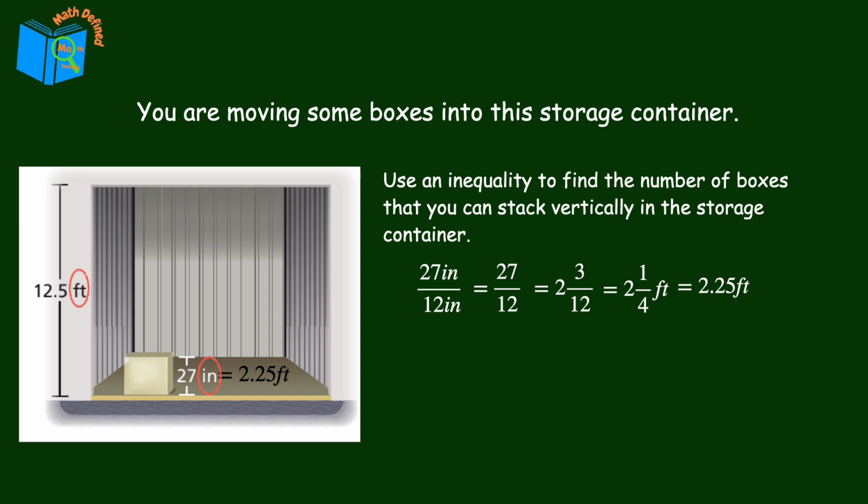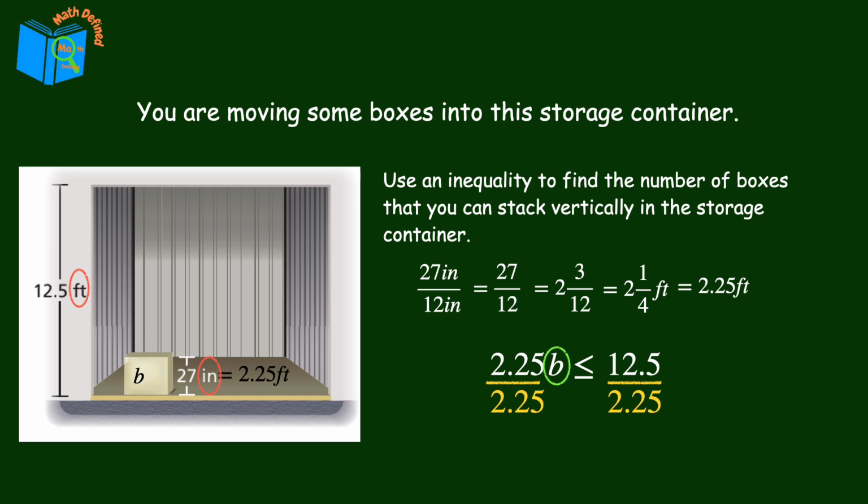Now for the inequality. Let's use the variable b to represent each box. We know that the total height of all the stacked boxes has to be less than or equal to 12.5 feet. We also know that each box is 2.25 feet high. So the inequality is 2.25b is less than or equal to 12.5. We'll solve for b by dividing both sides by 2.25.